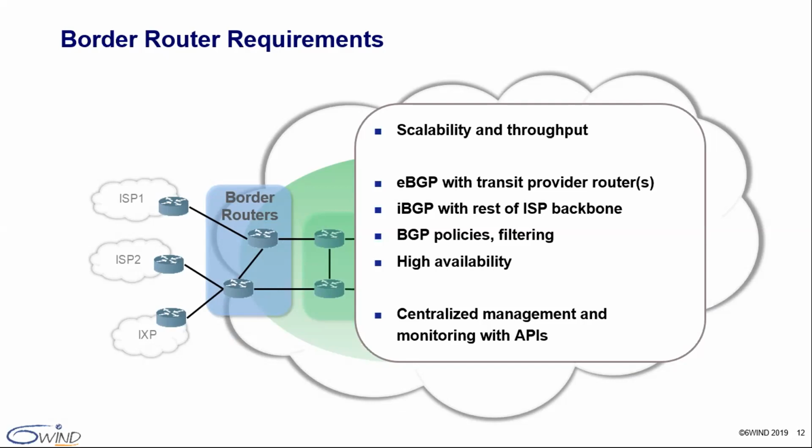Finally, the border router is integrated into the ISP's management system. Therefore, it must provide APIs for configuration and monitoring of the routing information. 6WIND's vRouter meets these requirements with a significant software advantage.